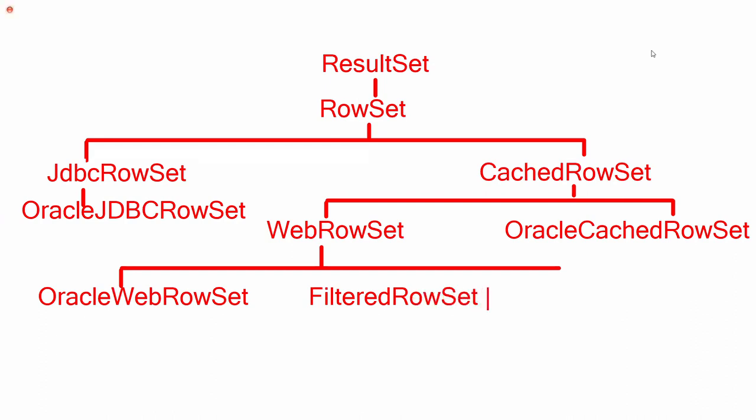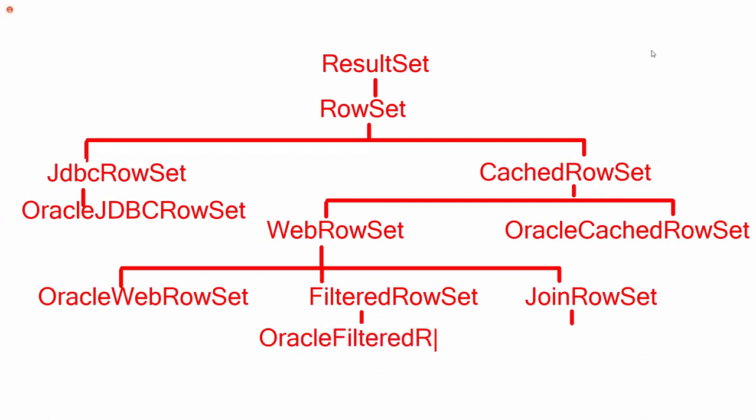Filtered row set, joined row set. Oracle filtered row set, Oracle join row set. Total 5 row sets: JDBC row set, cached row set, web row set, filtered row set, join row set. And 5 classes: Oracle JDBC row set, Oracle cached row set, Oracle web row set, Oracle filtered row set, Oracle join row set.